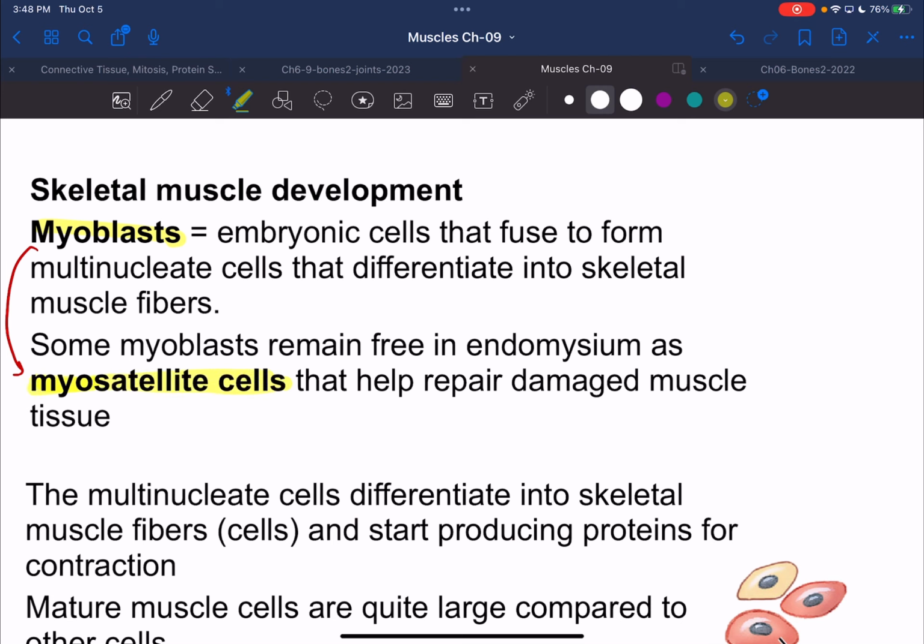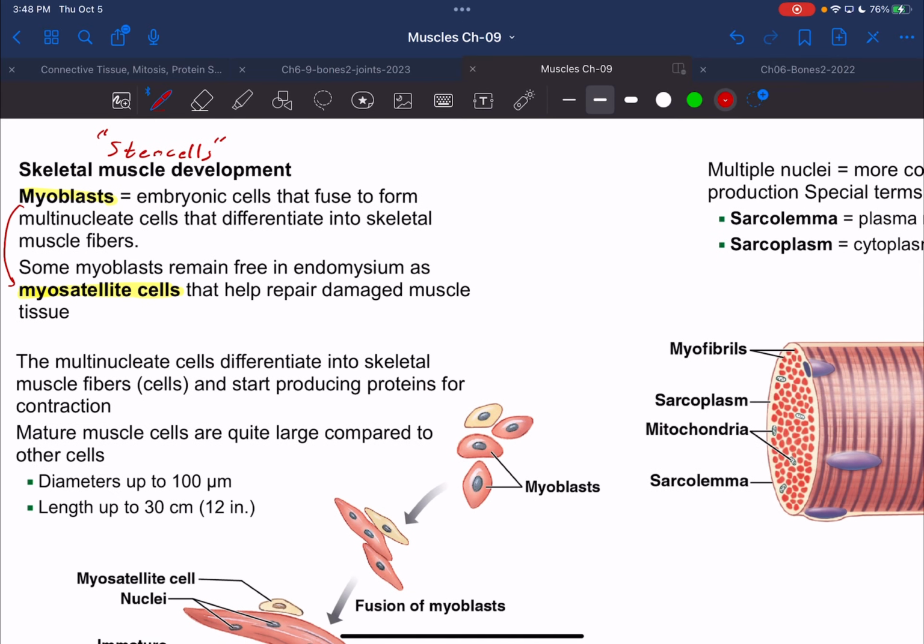So if you hear these words, stem cells, right? The stem cells for building and repair. If anything, I'll talk about it next Tuesday, but I won't put it in the exam. But I want you just to hear these words and know the basic function of these words, stem cells.